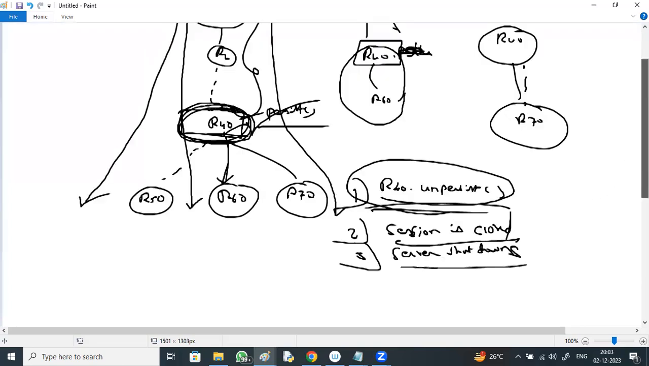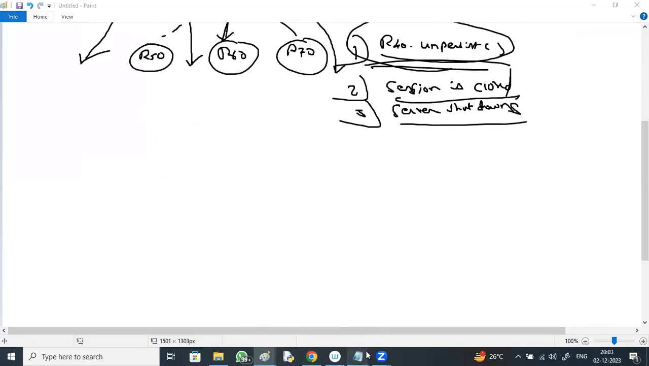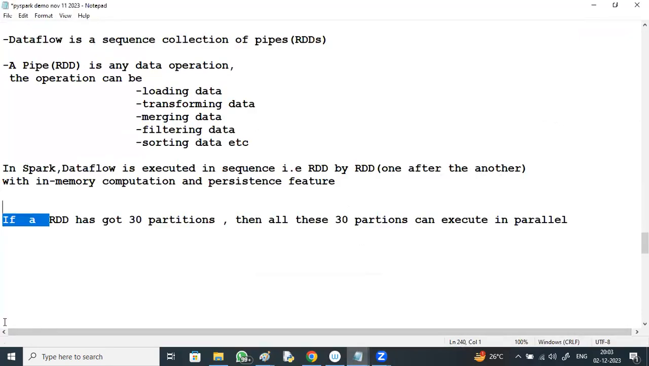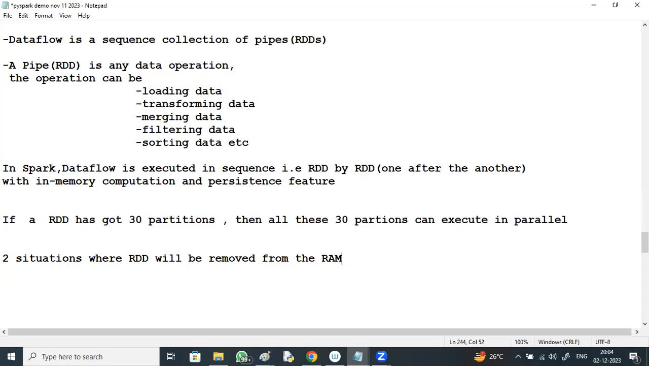What are the two situations? Try to tell me two situations where an RDD will be removed from the RAM, from the previous example. Two situations where an RDD will be removed from the RAM. First one.